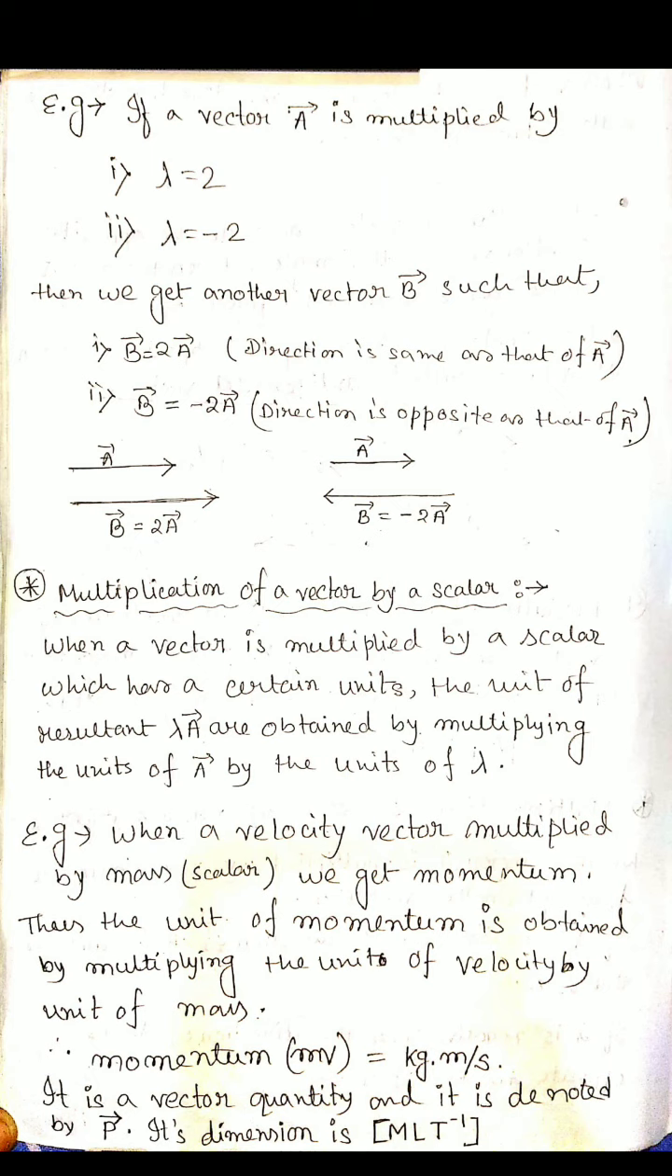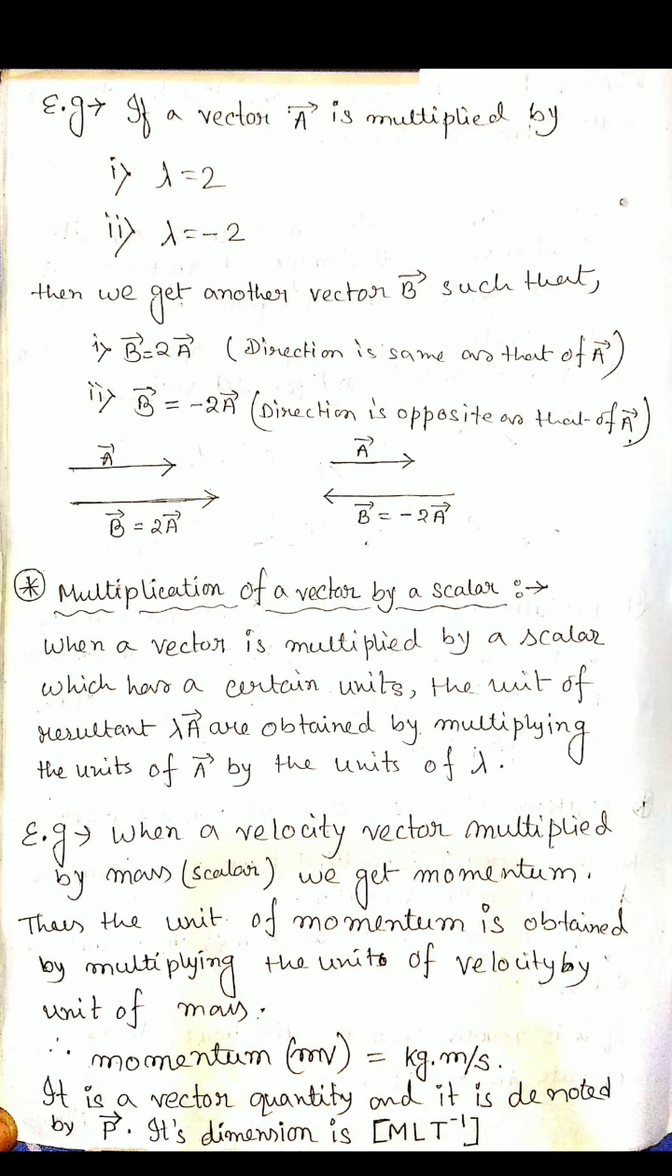Example: suppose a velocity vector, velocity is a vector, is multiplied by a mass. Mass is a scalar quantity. So a vector quantity is multiplied by a scalar quantity, velocity vector multiplied by mass. What do we get? m into v, that is called linear momentum, or simply momentum. This momentum is also a vector quantity. You remember this one, because here we get the new term, lambda into a vector, so the product is also a vector quantity.